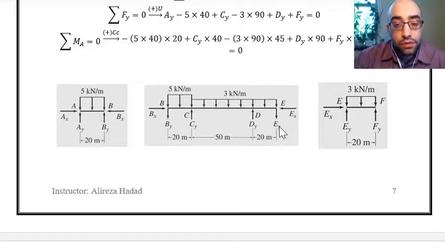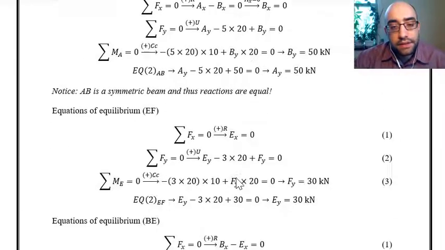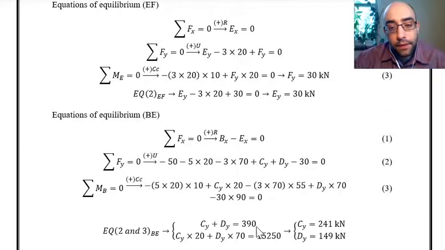Ey should be negative, so I have to say minus Ey multiplied by 90. That is calculated over here. As you can see, minus Ey multiplied by 90, and the Ey that I got over here, 30 kilonewton, is the value that I have to put over here. Right? This is the equation, and in this equation, I also have two unknowns, Cy and Dy. So we have two equations and two unknowns.